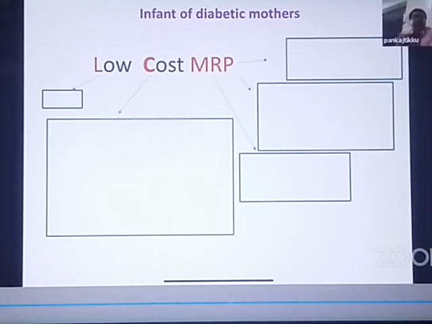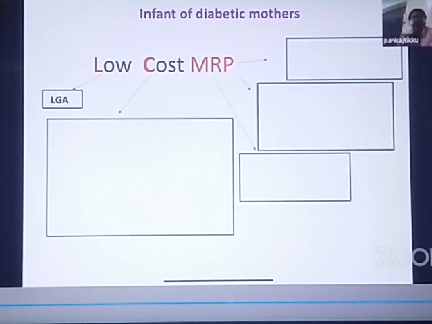LOW COST MRP is the mnemonic that you can remember to understand and remember the complications of infants of diabetic mothers. So you know all children who are born to diabetic mothers are prone to several complications. Not the mothers. Mothers are having complications because of diabetes. But a child who is born to a diabetic mother is also prone to several complications. And those complications can be given by the mnemonic LOW COST MRP. So let us see those complications.